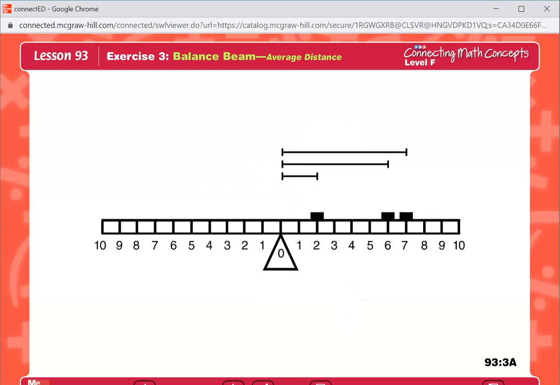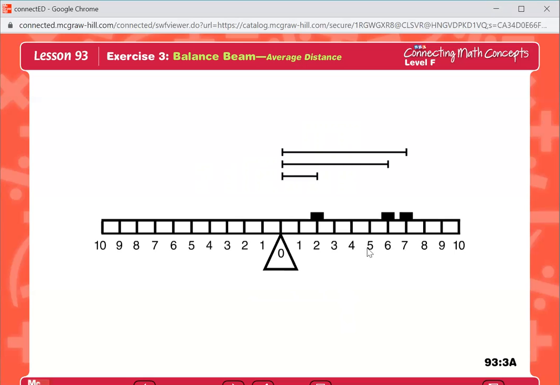You can show averages on balance beams. Here, here, and here. Notice that this goes to this weight, this one goes to this weight, this one goes from 0 to this weight. They all start at 0 and go to the next weight. These lines show the distance of each weight from 0. To find the average, we figure out the total distance. Then we divide by the number of weights. We find the total distance by adding 2 plus 6 plus 7.